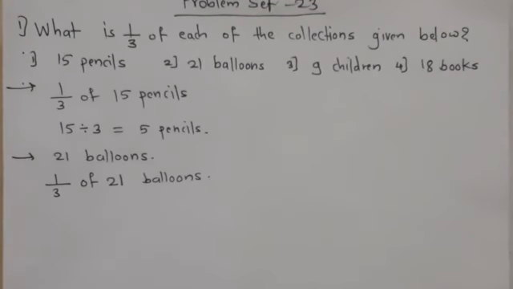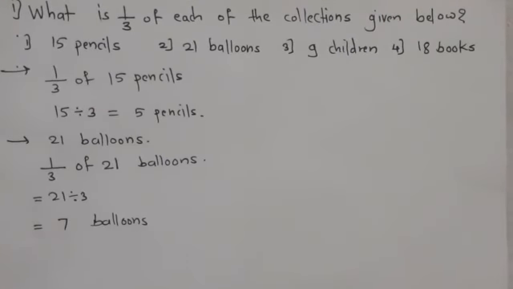Now we have to find 1/3 of 21 balloons. Means we have to find a fraction of a collection. When we have to find a fraction of a collection, what do we do? We divide the number or collection by the denominator of the fraction. So we'll divide 21 by 3. If we divide 21 by 3, we get 7 balloons in each group or each collection. This way you can solve the remaining sums on your own.